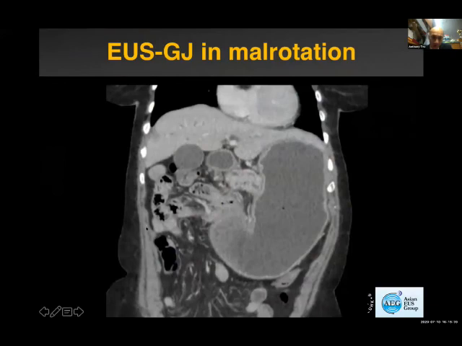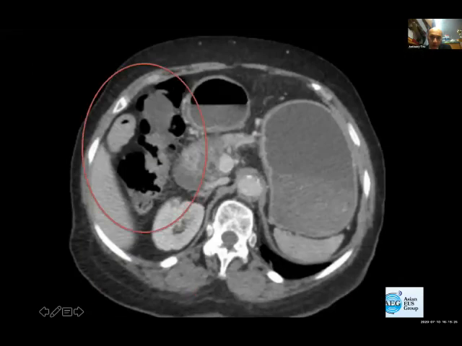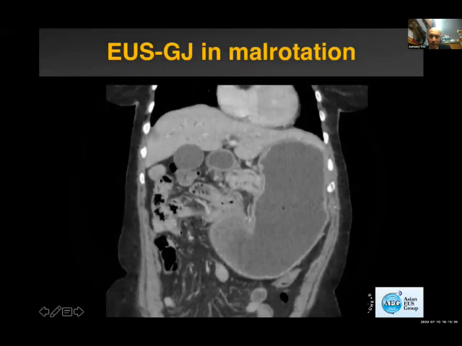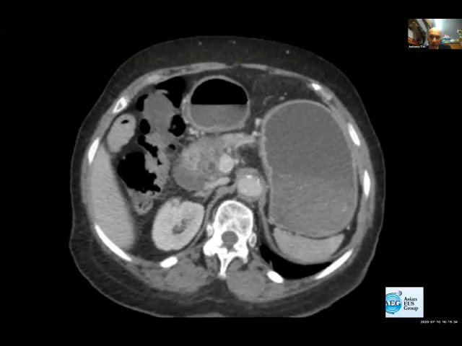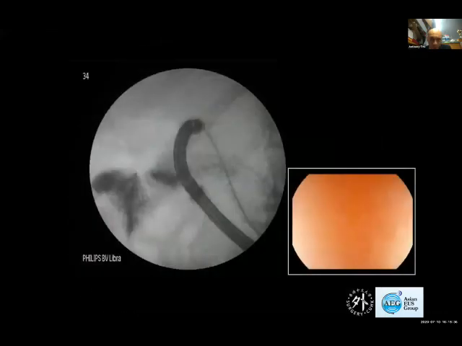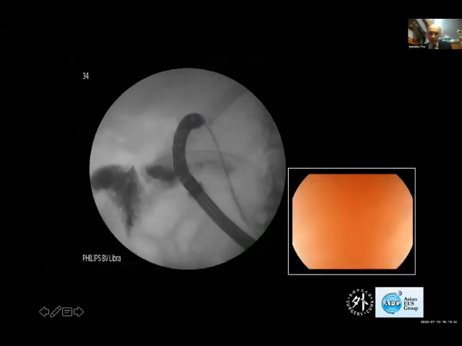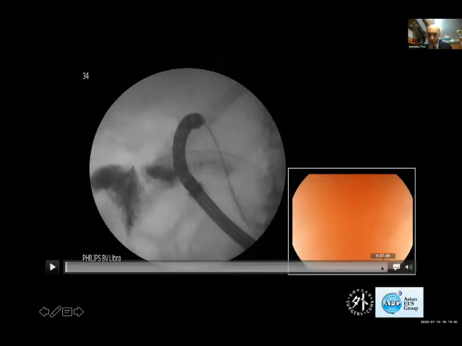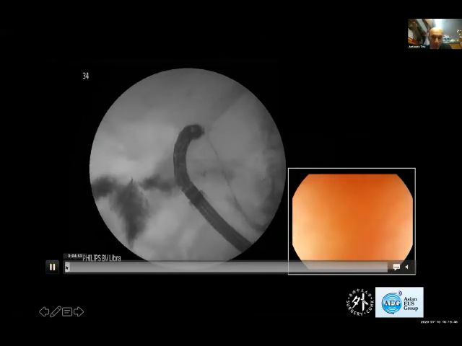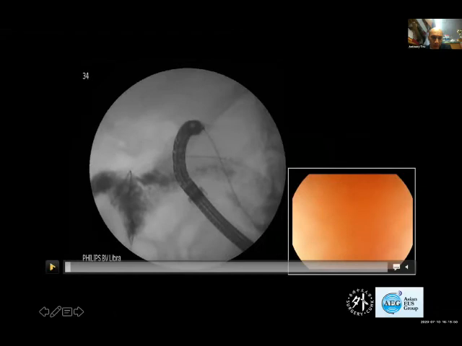This is an interesting patient. You can see right here, all the small bowel is actually on the right side of the patient. So it's an undiagnosed malrotation, and the patient had a gastric outlet obstruction. Before the procedure, I was doubting whether gastroenterostomy was possible, but with the double balloon device, I was able to distend the small bowel. The first part is still to cannulate the stricture.